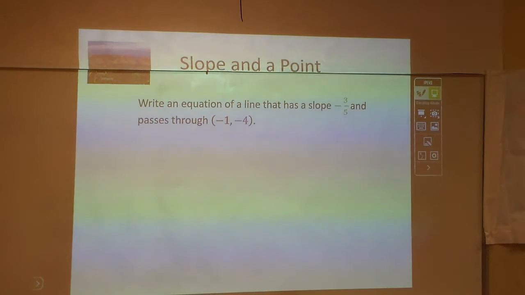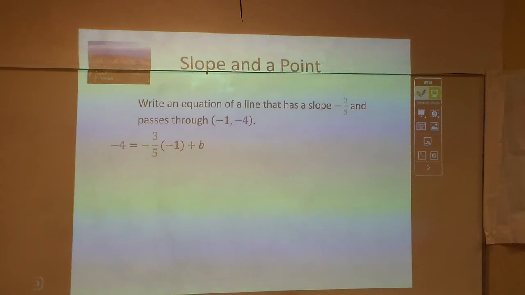I'm going to make a slope and a point. Here's one that's a little bit harder than what I just did. Notice, I'm going to do the same thing I just did before. If I take the formula y equals mx plus b, I'm going to replace the m with the negative 3/5, the y with that negative 4, and the x with negative 1.